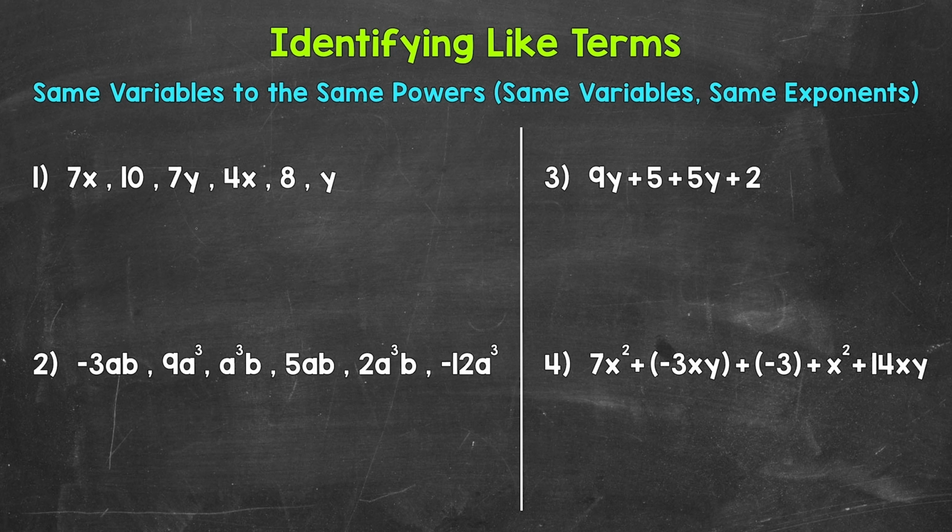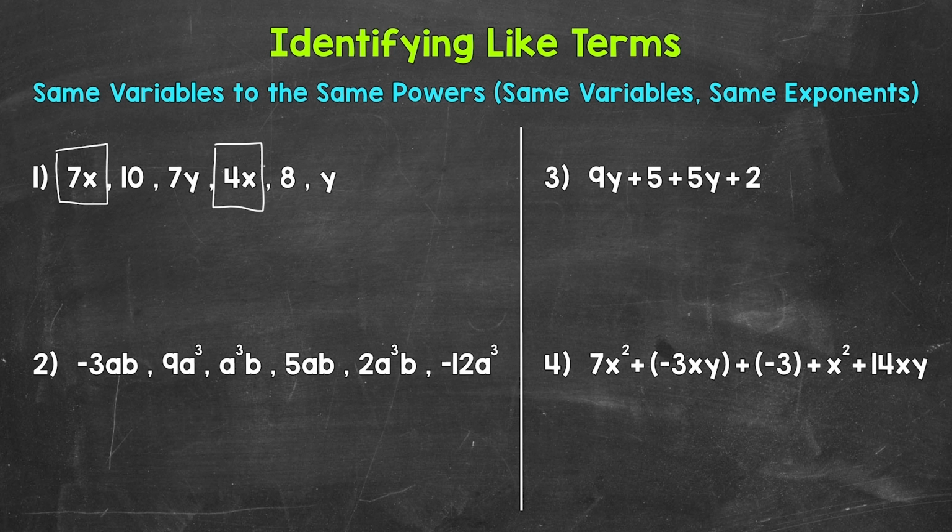We'll start with 7x. Now, 7x has a coefficient of 7 and then a variable of x, so we need to find another term with that variable of x. Remember, coefficients, the numbers in front of the variables, do not matter when it comes to whether terms are like terms or not. So let's box in 7x, and then the like term is going to be 4x. Both of those terms have that variable of x.